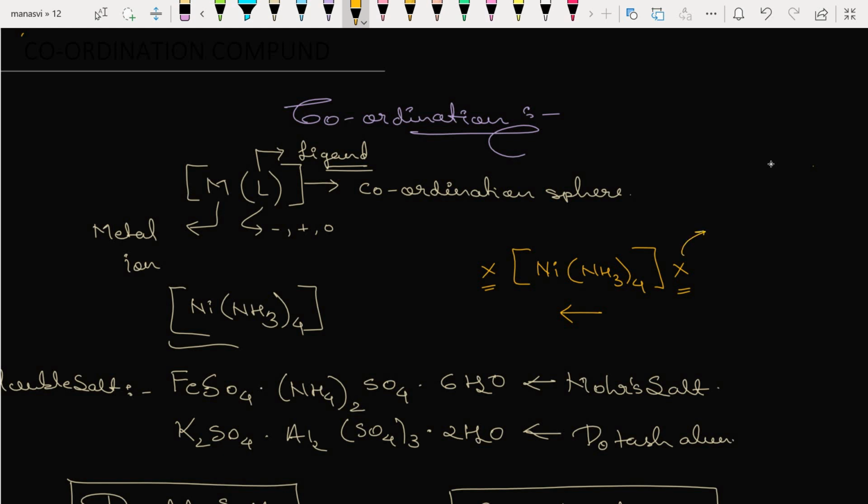Hence, these are ionizable. The ligands are called the secondary valency, and these ionizable ions are called the primary valency. Now here we complete a very basic introduction to what coordination compounds are.